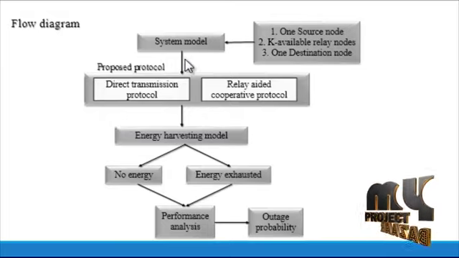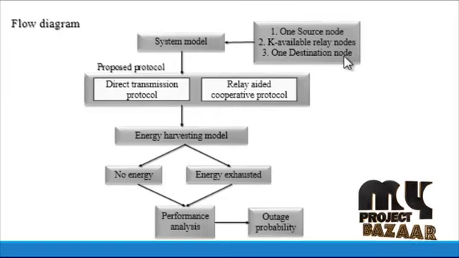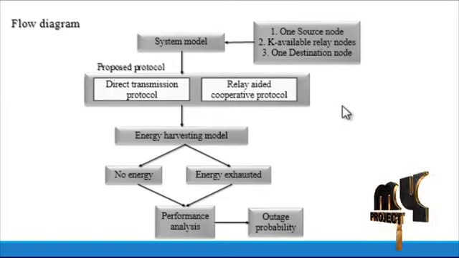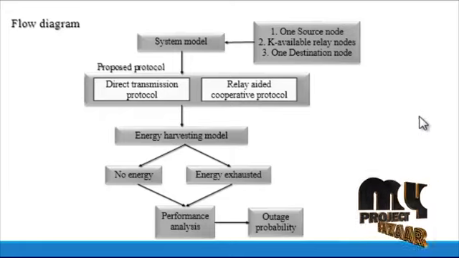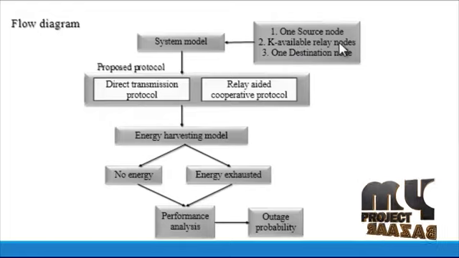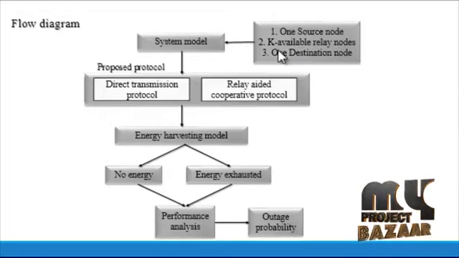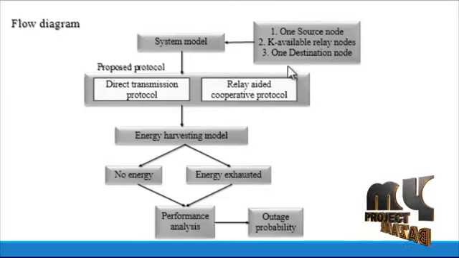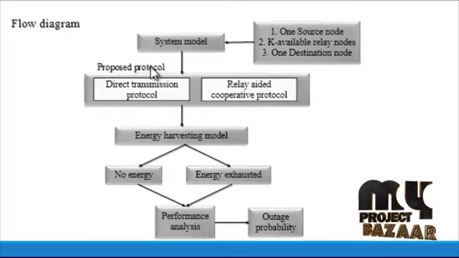First of all, the system model. In the system model, there is one source node, k number of relay nodes, and one destination node. For example, there is only one source node, k number of available nodes in the intermediate transmission, and only one destination node. The k available nodes have energy harvesting. That is denoted by R, the source node is denoted by S, and the destination node is denoted by D.